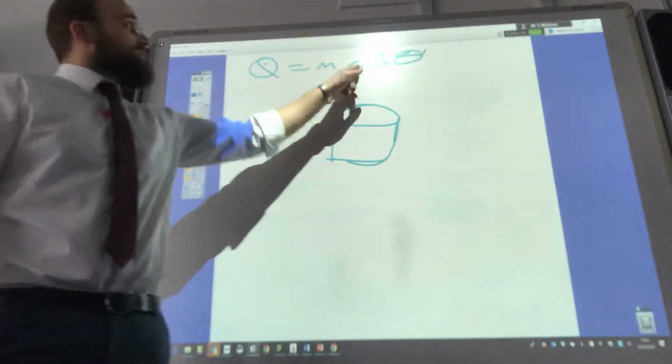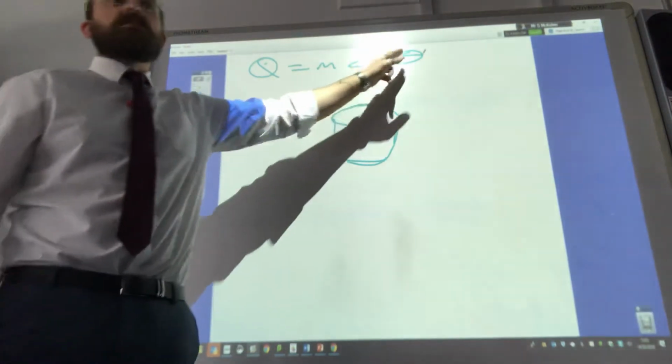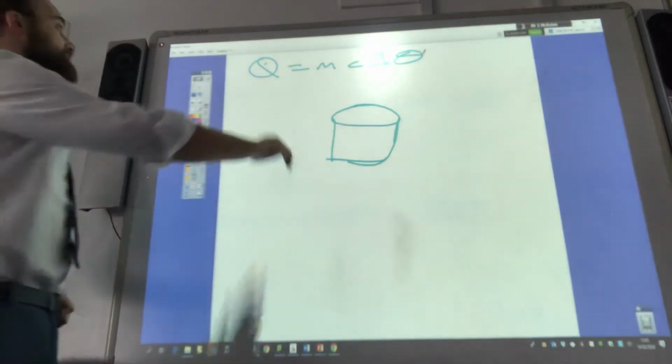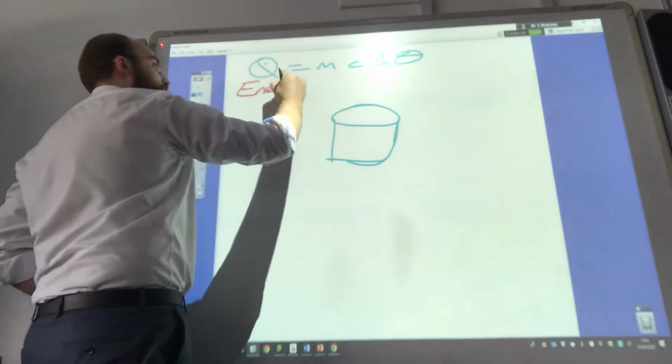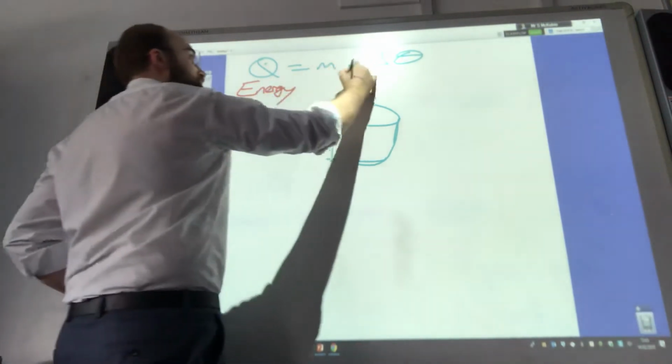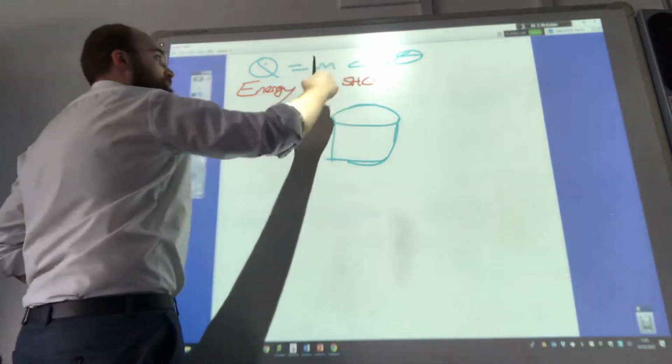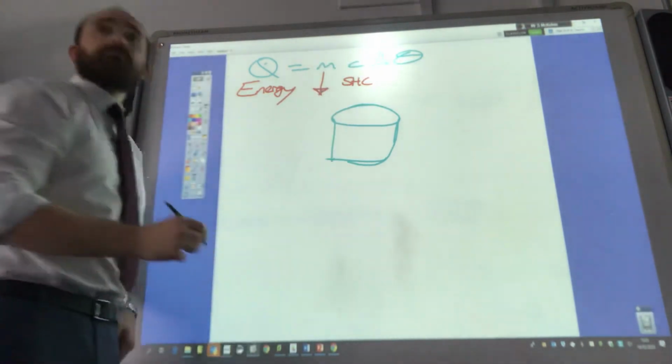M stands for mass, C stands for specific heat capacity, delta theta stands for change in temperature. Q is the symbol that we use for the amount of energy that is going into my object. I'm trying to find the specific heat capacity. The M stands for, anybody want to shout it out? What does M stand for?